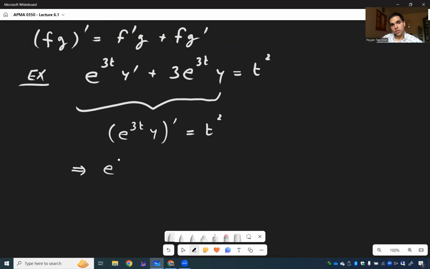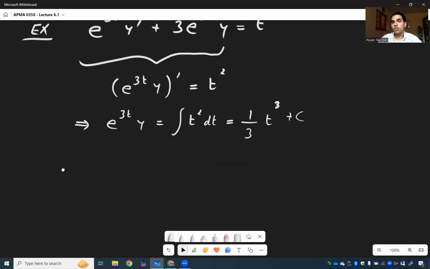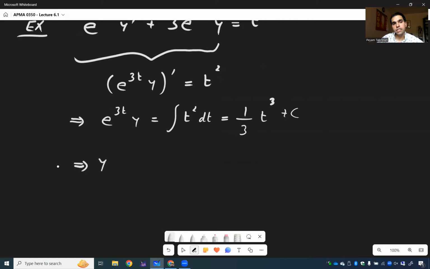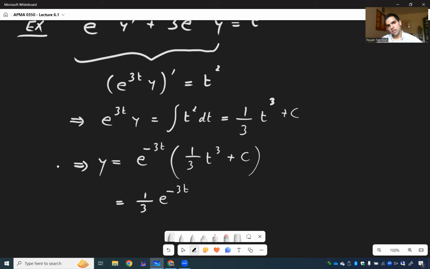So this tells you e^(3t) y is the integral of t squared dt, which I like to remind you is 1/3 t cubed plus c. And then if you divide by e^(3t), or in other words, you multiply by e^(-3t), you get y is e^(-3t) times (1/3 t cubed plus c). And that becomes 1/3 e^(-3t) t cubed plus c e^(-3t).